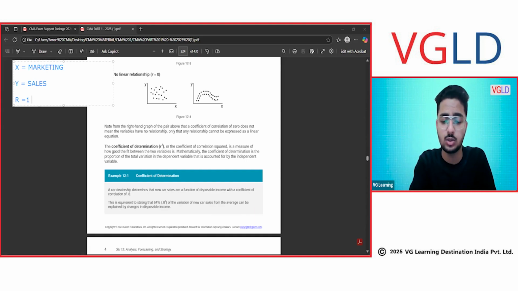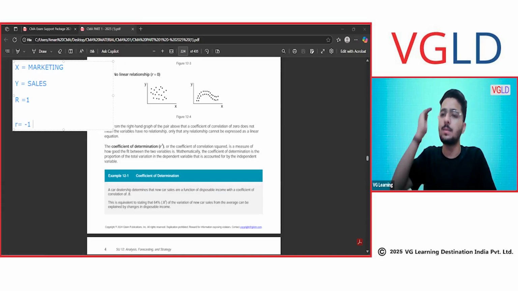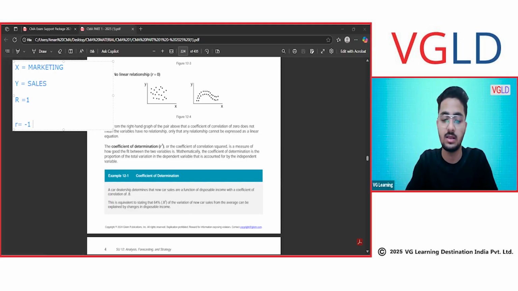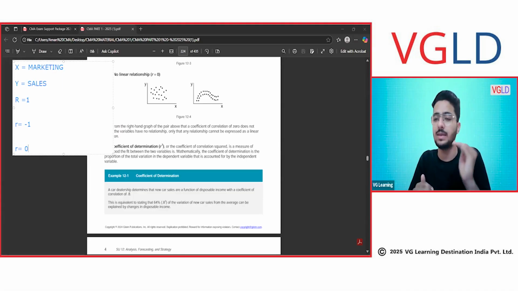If R is equal to -1, then if I increase my marketing, my sales would decrease. If I decrease my marketing, my sales would increase. So that's a perfect inverse relationship. But if R is equal to 0, that means no relationship. Whether I increase or decrease my marketing cost, my Y will remain the same. My sales remain the same.